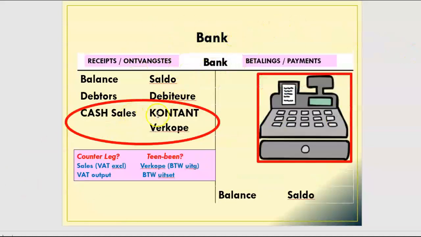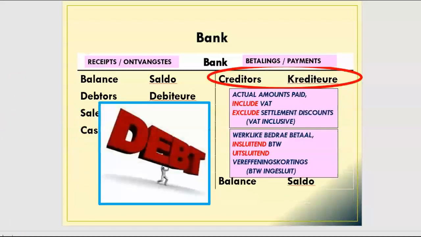Another thing that can increase my bank is cash sales. Now I accumulate everything in my cash register, and if it has been banked immediately, then it will be reflected in the bank column, so that will be my cash sales. What is the counter leg of cash sales? I will debit my bank with the amount received, credit sales with the VAT exclusive amount, and credit VAT output with the VAT on that cash sales that has been banked.